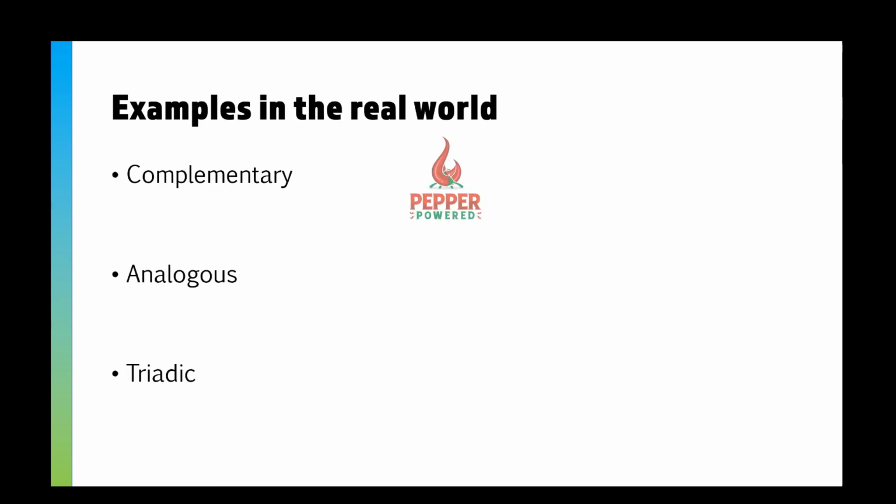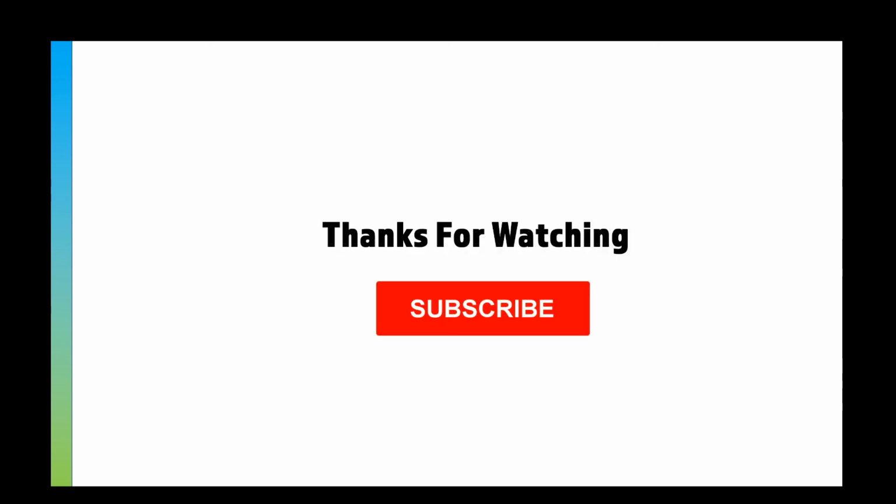So we've got some examples of complementary, analogous and triadic. So we've got the pepper powered logo, which is using complementary red and green. We've got analogous, so we've got yellows and greens, and then we've got triadic where we've got a yellow colour, a blue colour and a red colour spread out around that colour wheel.